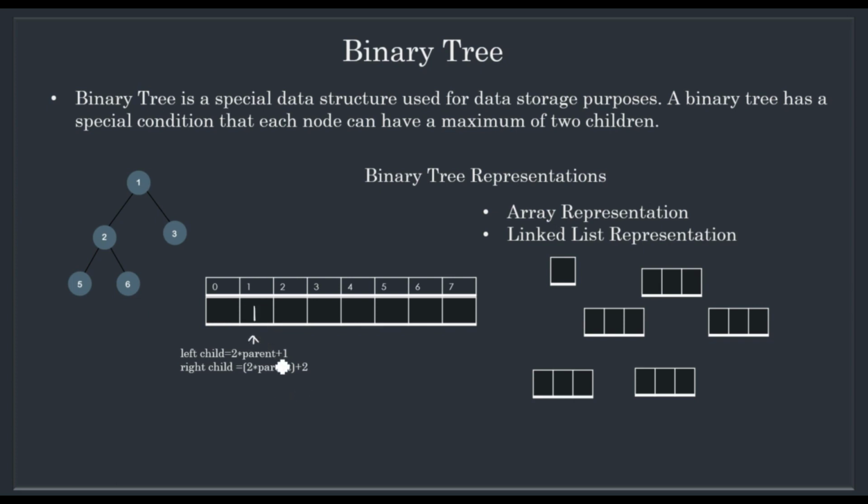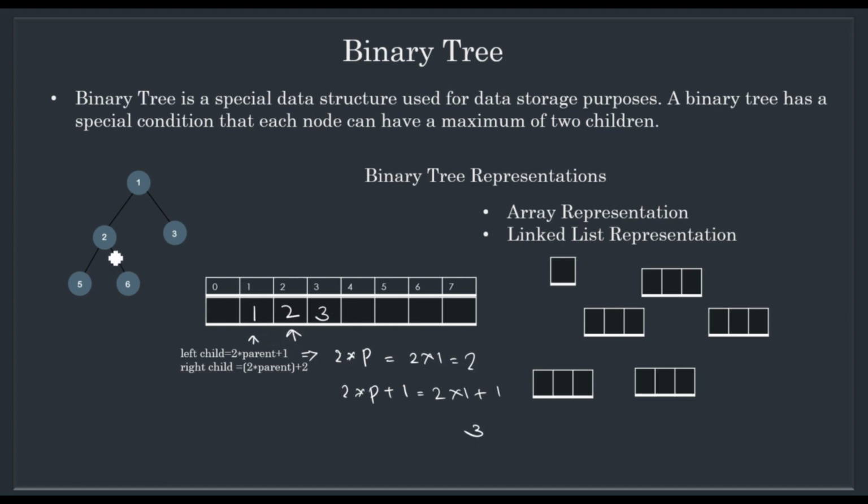Now another case is if we are starting from index 1, with the root node at index 1. Our equation is a little different: the left child is 2 into parent and the right child is 2 into parent plus 1. That is the only difference. The 1 is at location 1, then the left child is at location 2 into 1 and the right child is at location 2 into 1 plus 1, so that is 2 and 3. So 2 is at location 2 and 3 is at location 3.